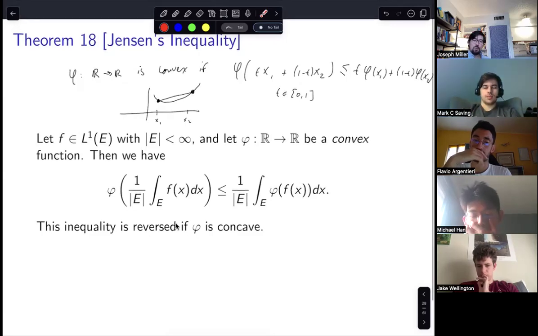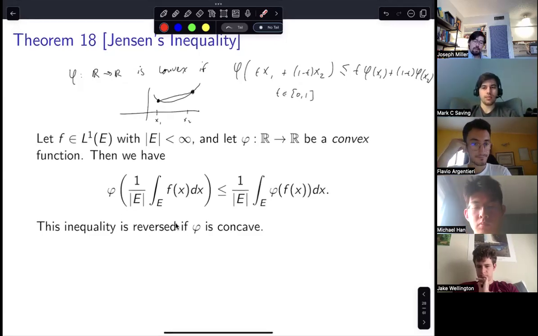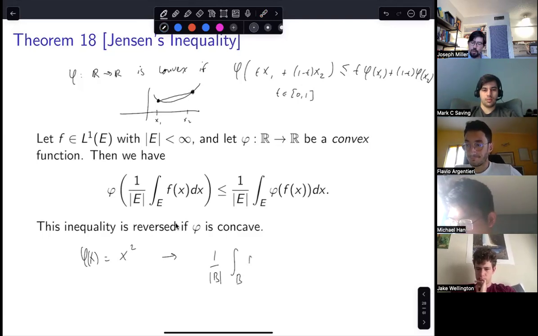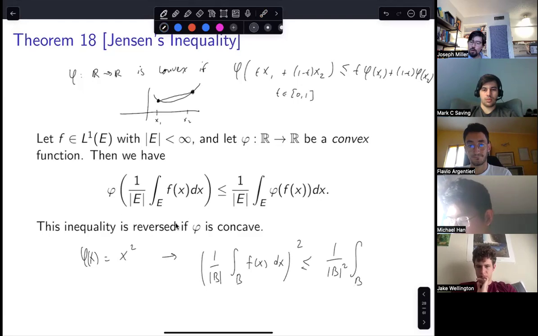So an example of this would be taking phi of x equals x squared. And this gets you that, okay, if I take, for example, the integral over the ball of some function dx, and I square it, this is going to be less than or equal to 1 over b squared, the integral over the ball of f of x squared.